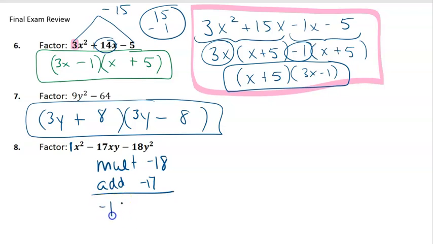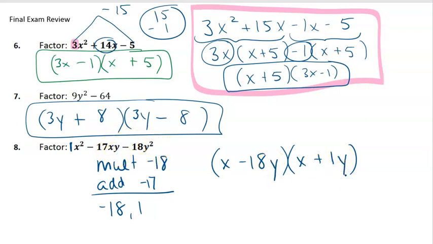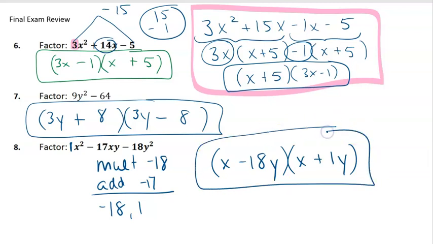Well, how about a negative 18 and a positive 1? What do you do with those numbers? Remember your two sets of parentheses. And you say x minus 18, x plus 1, using my two numbers. But look, it's got that extra y squared and xy here. That means y's go with those two numbers. And that's it, y'all. Okay?